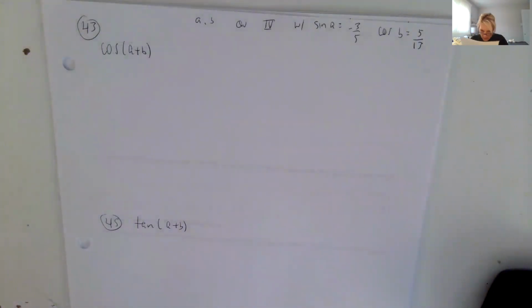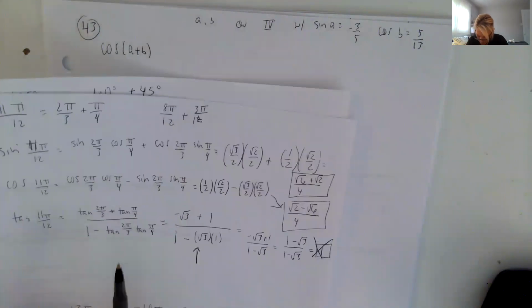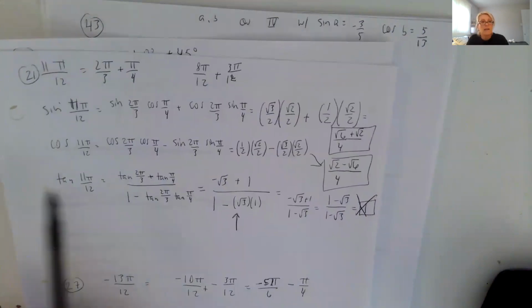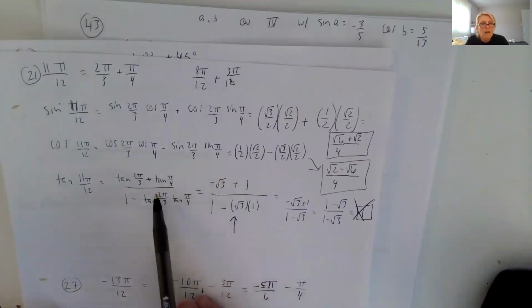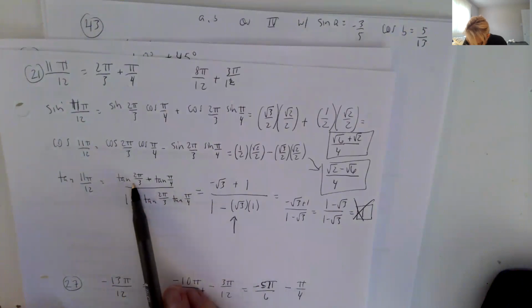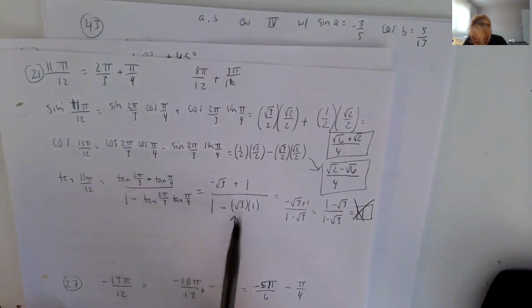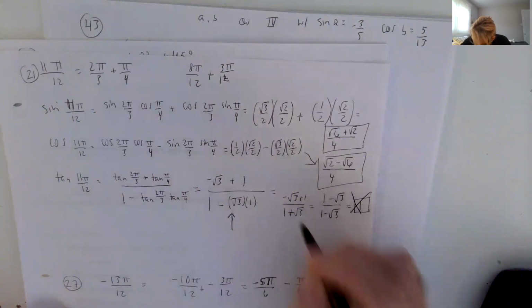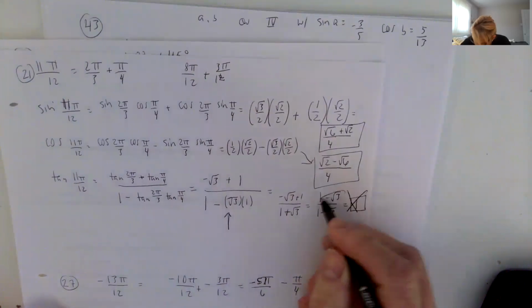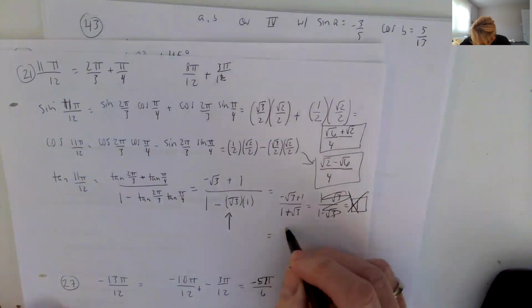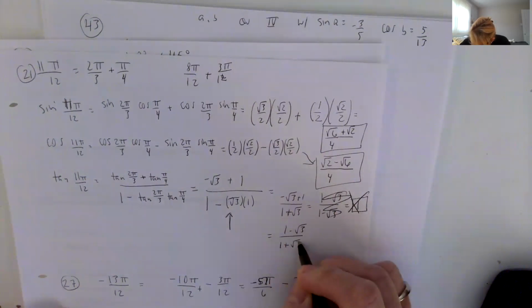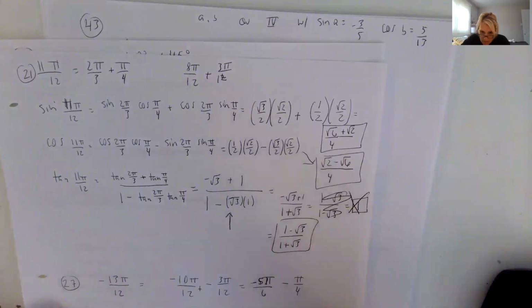Before I move on to 43, I want to go back and look at something that I just checked when I was doing the sum identities. For the sum identity on 21, I said this tangent of 2 pi over 3 was a negative square root of 3, so this should have been a negative in here. That would have made that a positive. So the answer would be 1 minus the square root of 3 over 1 plus the square root of 3. So I apologize for that.